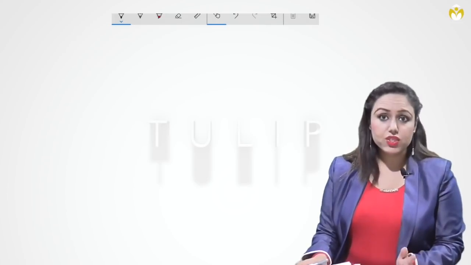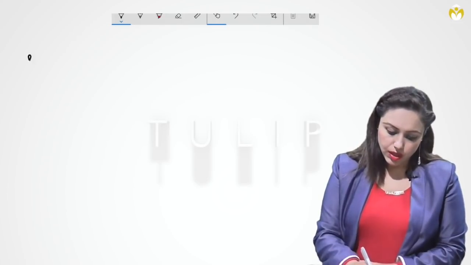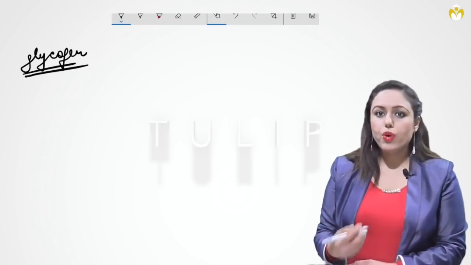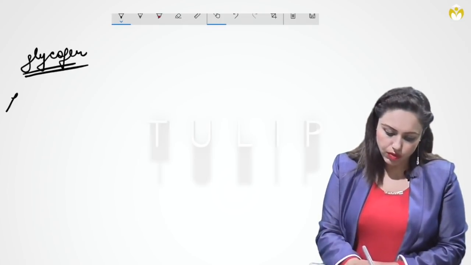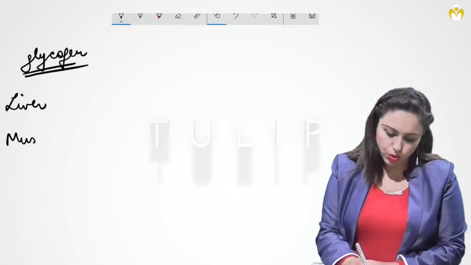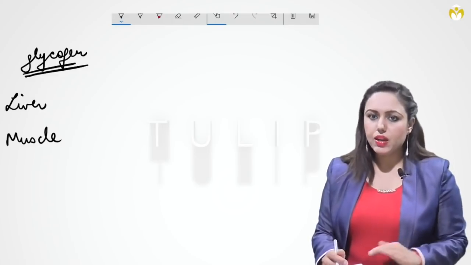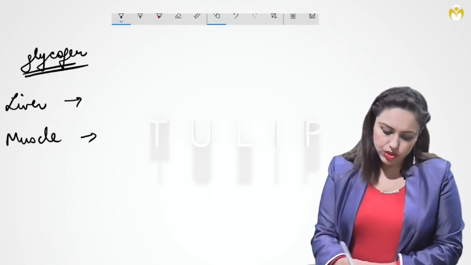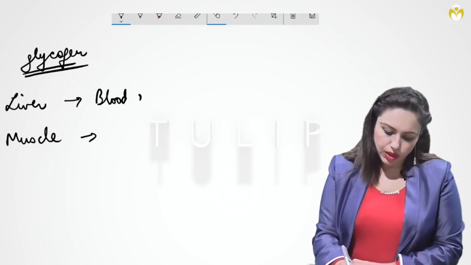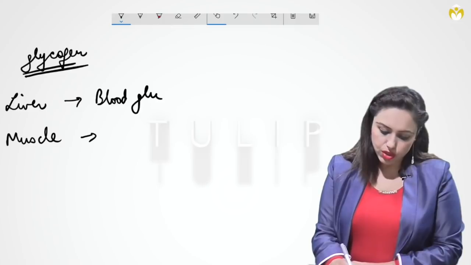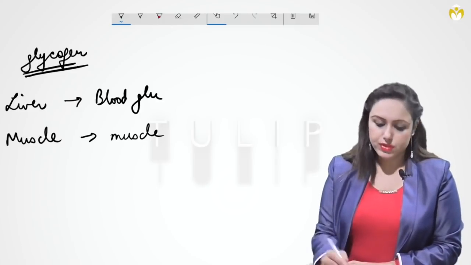Okay, now let's see the next basic. Glycogen. Glycogen formation or breakdown in our body occurs in only 2 organs, that is liver and muscle, also to a minor extent in brain, but mainly in liver and muscle. The function of liver glycogen is to maintain blood glucose levels. The function of muscle glycogen is for its own purpose, that is for muscle contraction, for muscle activity.